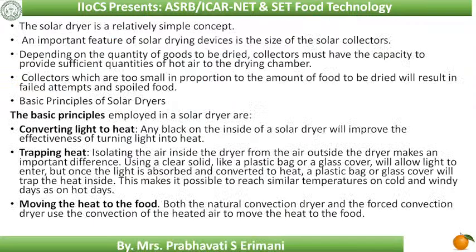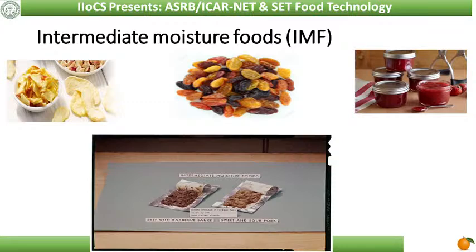Now we will understand intermediate moisture foods, which we call IMF. Here we can see some examples. Raisins are there, jam is there, and other intermediate moisture foods, that is beef with barbecue sauce, sweet and sour pork. See, by appearance only you can make out that it is intermediate moisture food. It means the moisture content will be intermediate. It is not too high, and also not too low as in the case of dried products. Okay, so it is an intermediate moisture food.